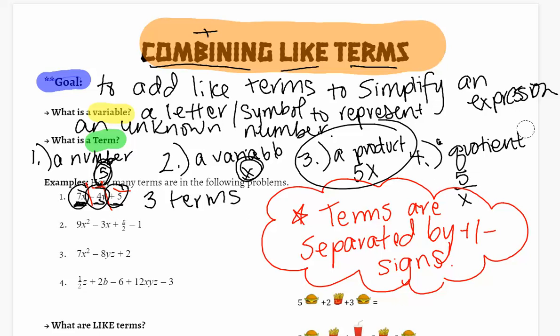So if I look at number 2, I'm going to do the same thing. Before every plus sign and every minus sign, I'm going to draw a slash. And now I'm going to count my terms. 1, 2, 3, 4. So now I have 4 terms.